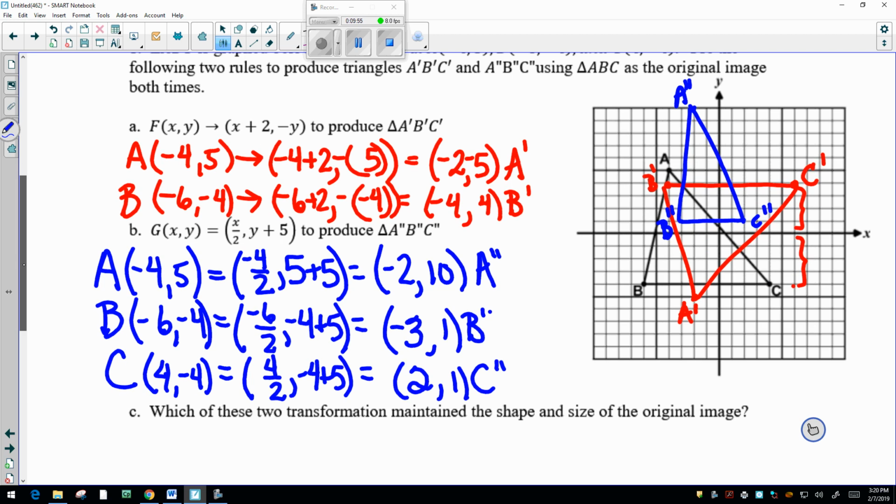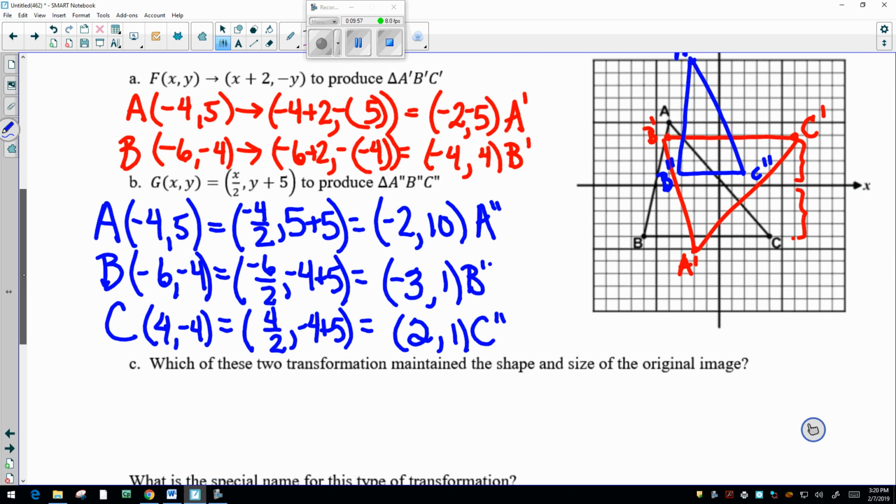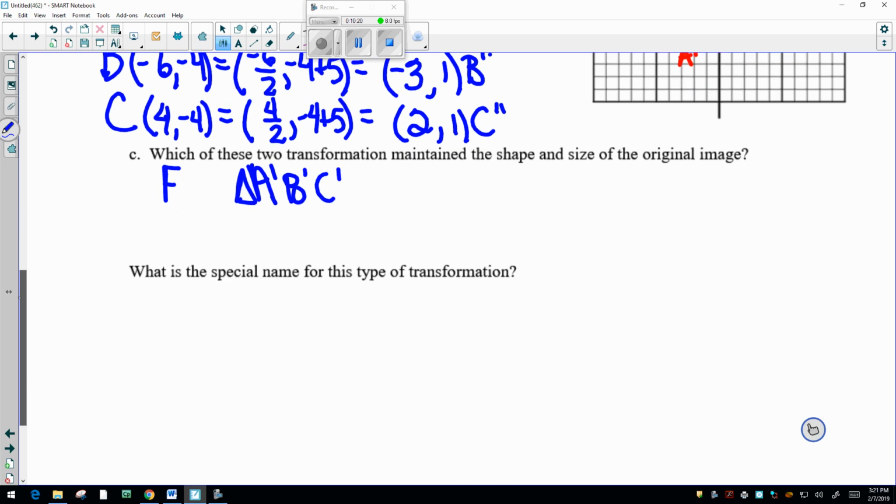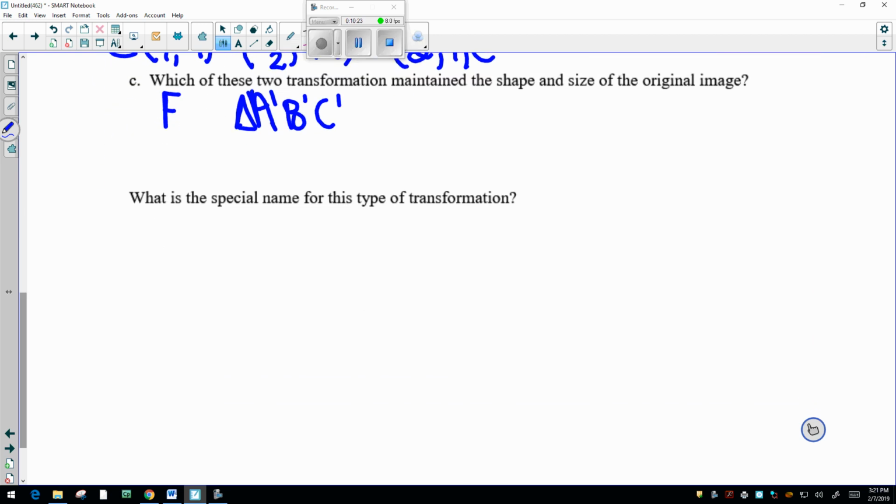And now for letter C, it says which of these two transformations maintain the shape and size of the original image. Well, if we take a look, the one that looks to be the same size, that's going to be our first transformation. We could say that f function. So the triangle A prime, B prime, C prime was the one that maintained it. And now since it maintained that shape and size, we can say that this is a basic rigid motion.